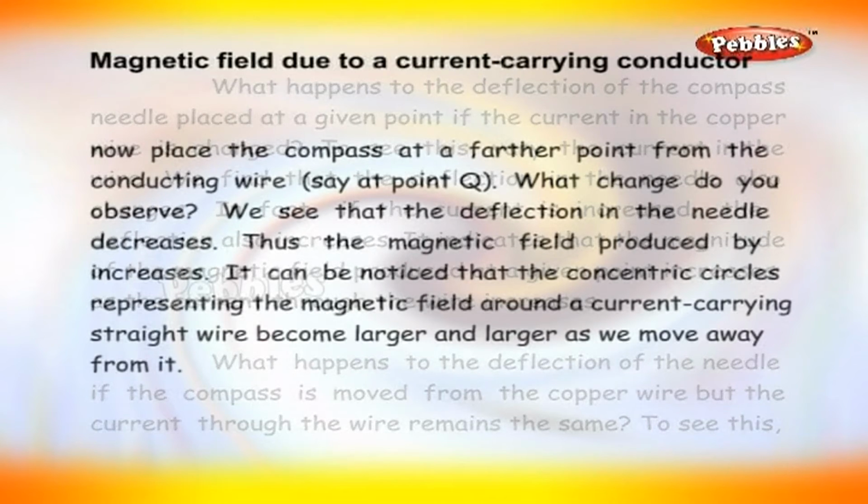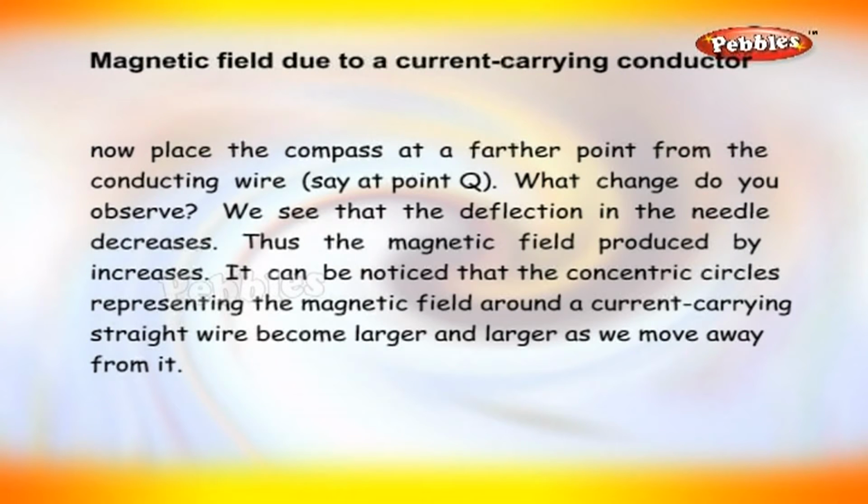To see this, now place the compass at a farther point from the conducting wire, say at point Q. What change do you observe? We see that the deflection in the needle decreases. Thus, the magnetic field produced decreases with distance. It can be noticed that the concentric circles representing the magnetic field around a current-carrying straight wire become larger and larger as we move away from it.